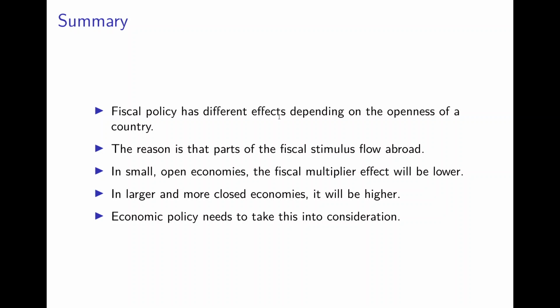We can now summarize the insights that we've learned in this chapter. Fiscal policy has different effects depending on the openness of a country. In a small open economy, the fiscal multiplier effect will be lower than in a large and a closed economy. And of course, economic policy needs to take this into consideration. So if you enact expansionary fiscal policy in a large and closed economy, you can expect a greater effect than if you do this expansionary fiscal policy in a small open economy.